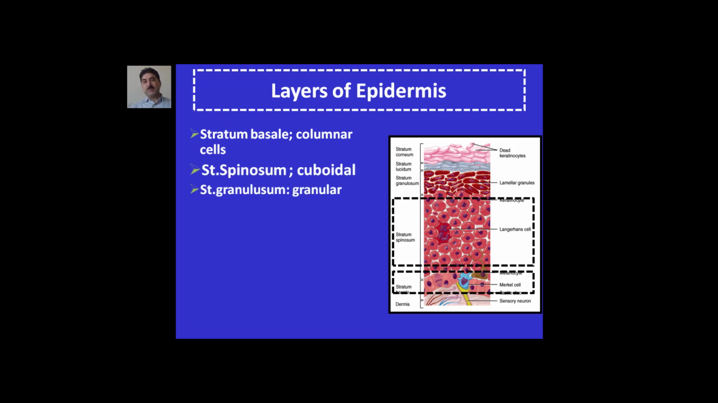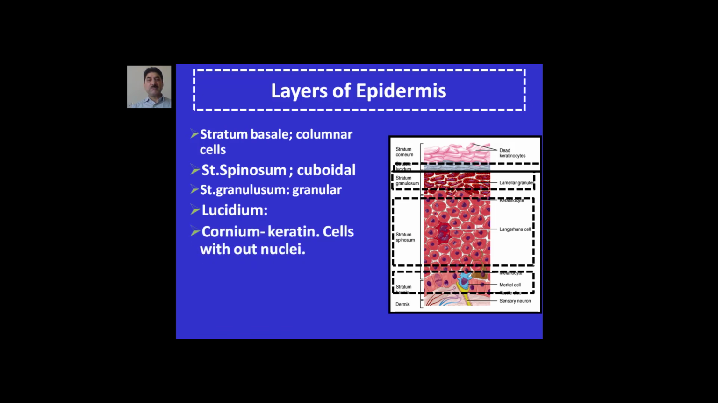Stratum granulosum, so called because of the presence of the granules inside the cell. Stratum lucidum, because it appears white, so we call it lucidum. Stratum corneum is a layer of keratin. Cells without nuclei but filled with keratin constitute the stratum corneum.